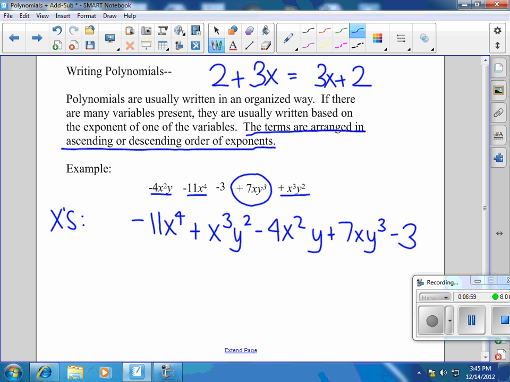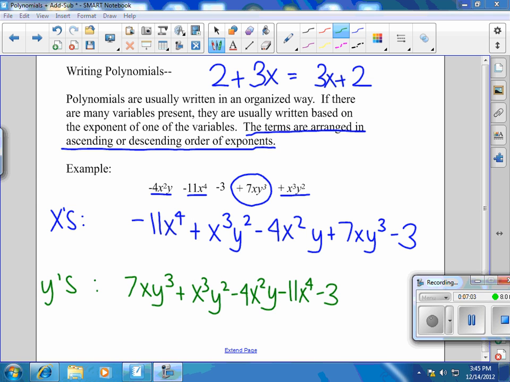Pause the video and see if you can write it in descending order with the number of y's. So this would be descending order with the number of y's as our focus. I will always tell you, or you will only have one variable to worry about.